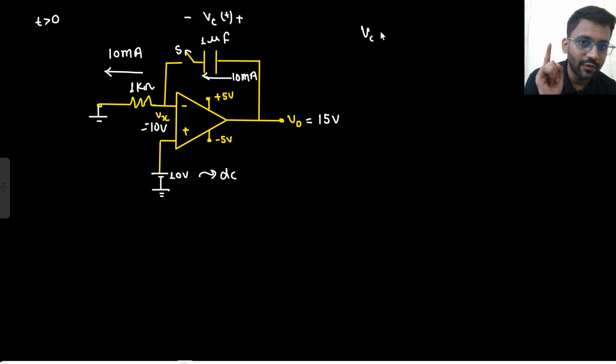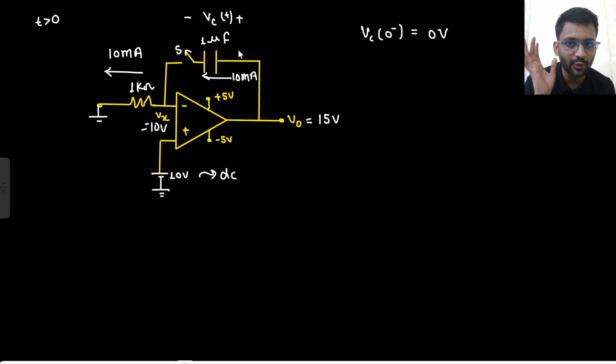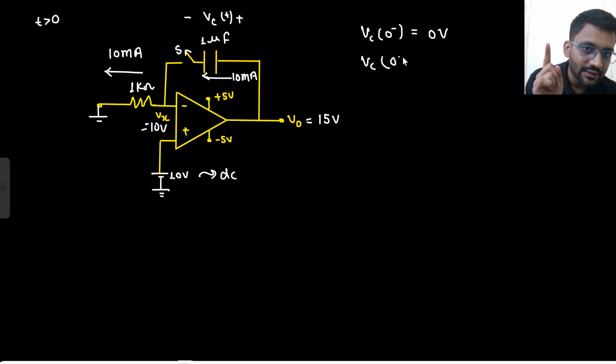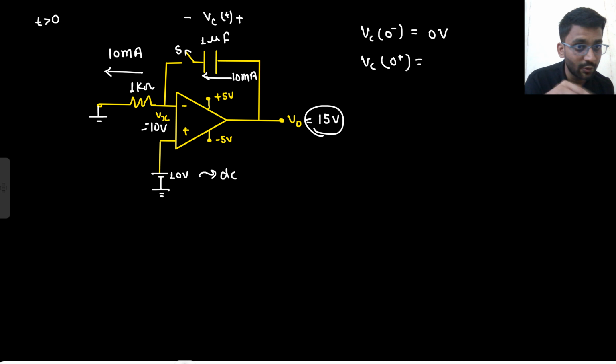Now tell me one thing, what was your VC potential for t less than 0? VC at 0 minus was 0 volt only. Do you agree to this point? Because switch was open, there was no current through the capacitor, so VC was not holding any voltage. It was 0. What is your VC at 0 plus? Here you are saying it is 15 volt because output is saturated. That you are agreeing. There is no doubt about it. Output is certainly saturated. That you have to agree.